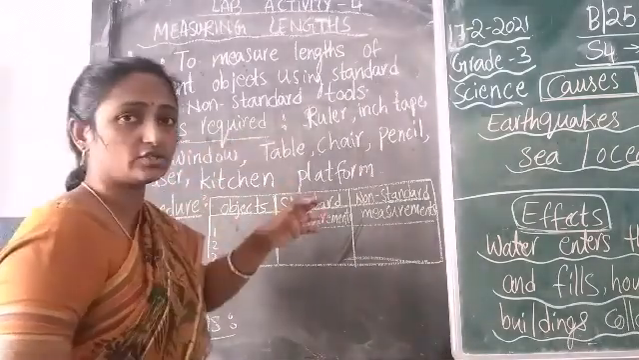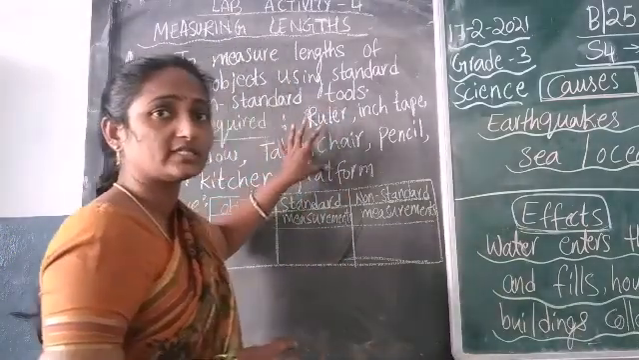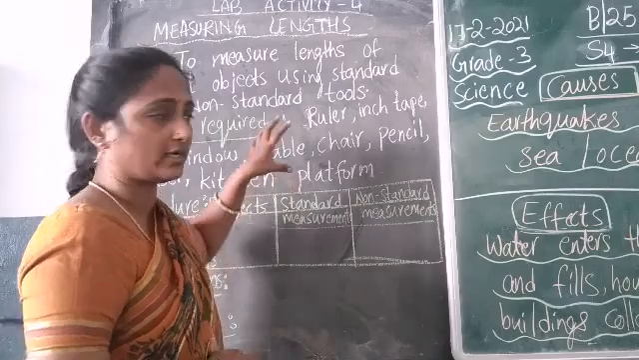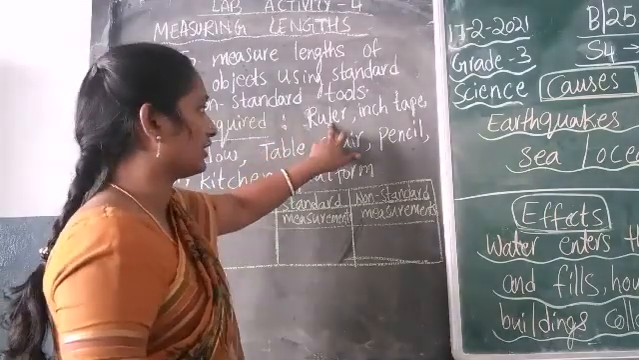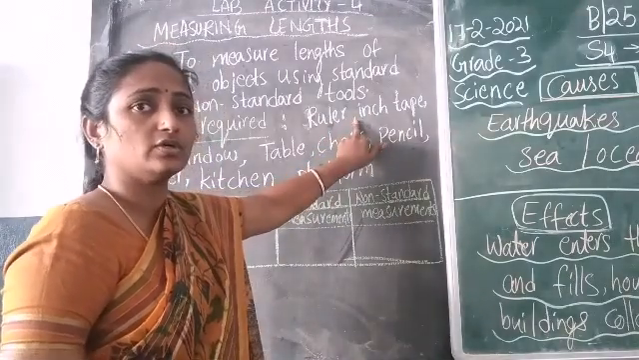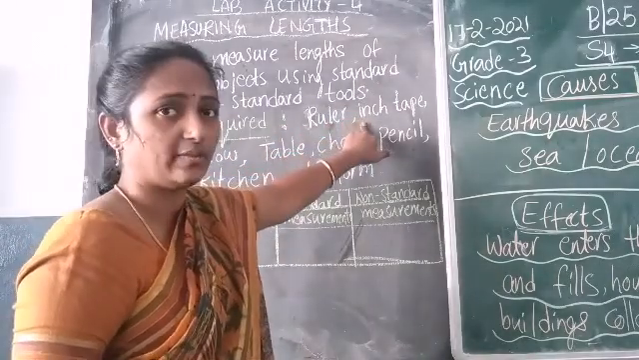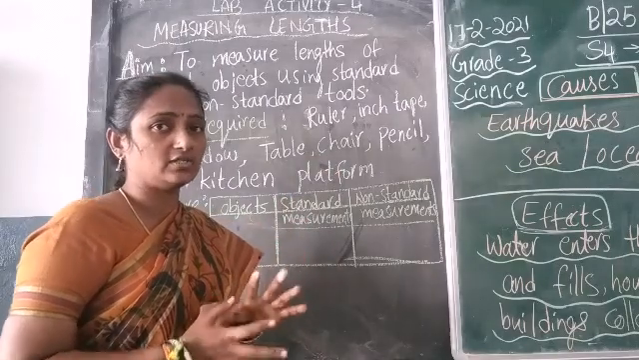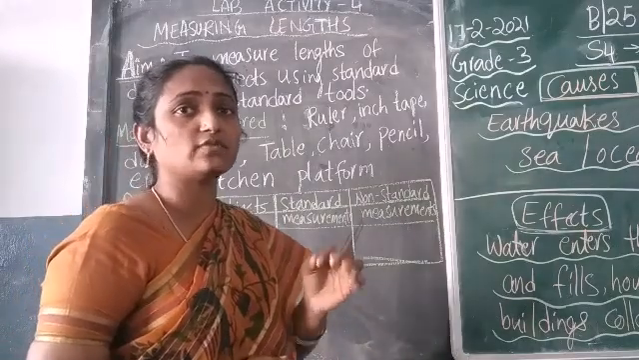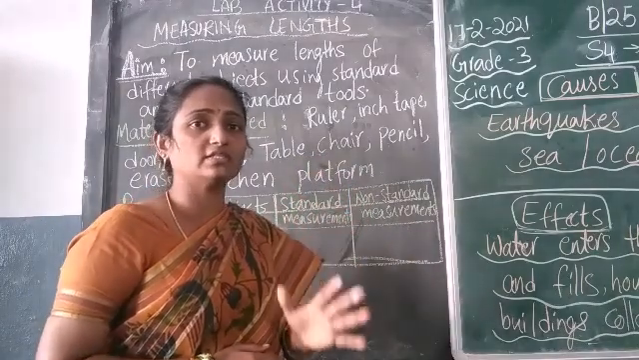So what are the materials you are going to take? I am giving some objects, and you can change them and select any 5 different objects, and write them as materials. In that I am giving ruler, inch tape. These are the tools you are going to use to measure. The ruler and inch tape help you measure standard lengths. And you are also going to measure non-standard lengths.